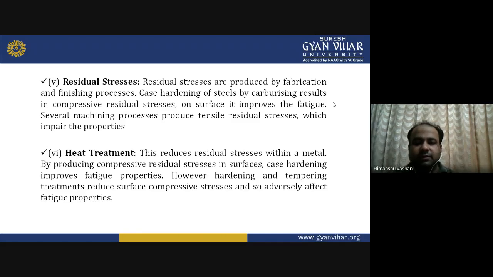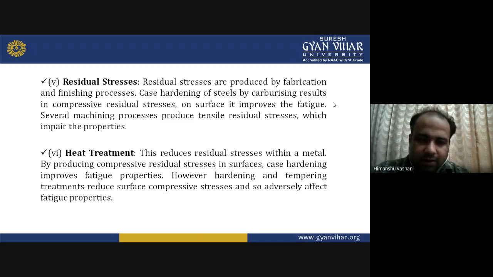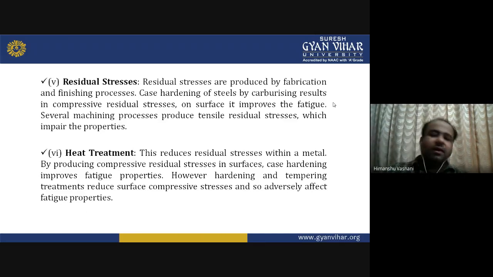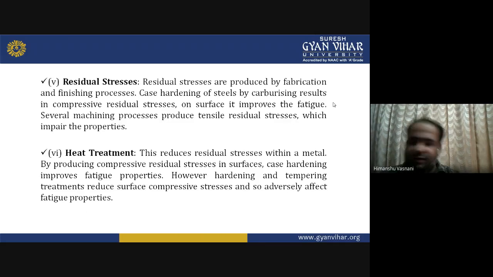Heat treatment produces residual stresses within a metal by producing compressive residual stresses in surfaces. Case hardening improves fatigue properties. Case hardening is a kind of heat treatment process. It is saying that by producing compressive residual stresses in the surface, case hardening improves fatigue properties. However, tempering treatments reduce surface compressive stress and so adversely affect it.